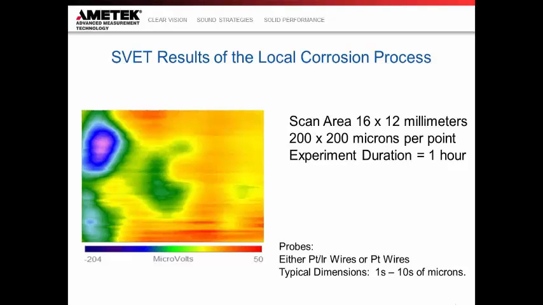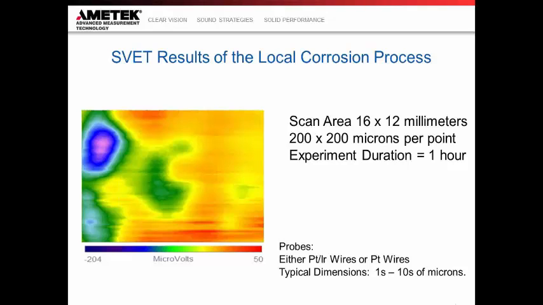Since I don't know where the corrosion sites are, since I don't know their intensity, so I'm not sure how to set the lock-in settings and electrometer gain settings and condition that signal, I'm going to take a pretty fast scan just as an exploration. And so I'm going to do this 16 by 12 millimeters. I'm going to do it at 200 by 200 micron points, which is not the highest resolution of the system. I'm just looking for a quick exploration. And I can run that experiment in about 1 hour.